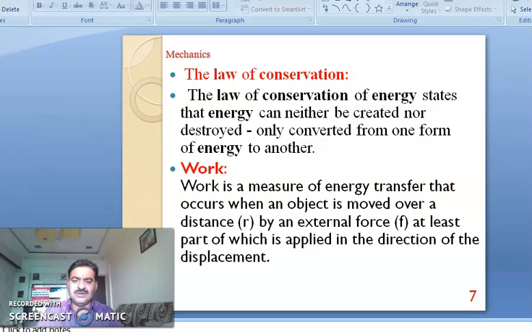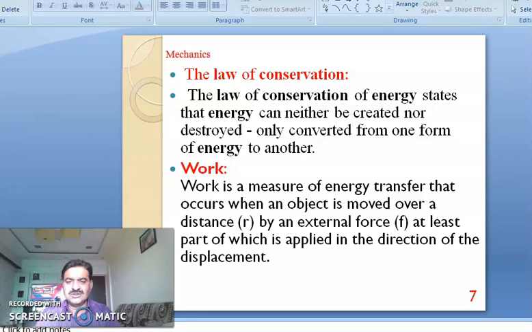See, whenever a player kicks a football, then his physical energy, muscular energy we say, is converted into mechanical energy. There is only a conversion of one form of energy to another. So this is nothing but the law of conservation of energy.